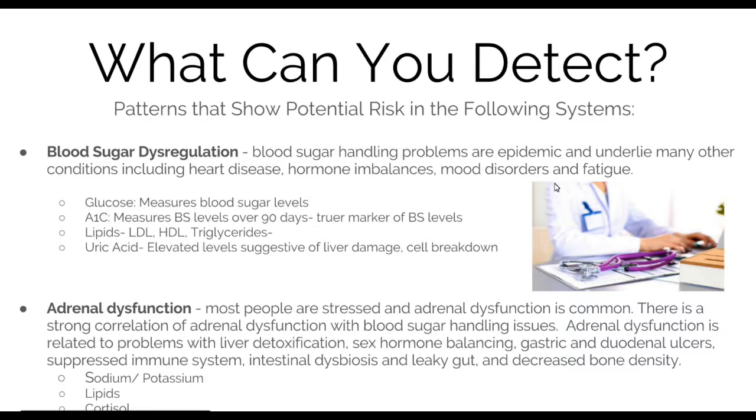So one of the first things it can easily spell out to you is blood sugar dysregulation. Now, blood sugar handling problems are an epidemic, and they underlie many other conditions, including heart disease, hormonal imbalance, mood disorders, adrenal fatigue and stress. Because if we think about what we are eating, especially in the standard American diet, it's a lot of things that come in a box, in a bag, in a drive-through. It's processed food. It's got additives, added sugars, added chemicals, added coloring, and most of it's not super great and nutritionally dense food that we're taking in.